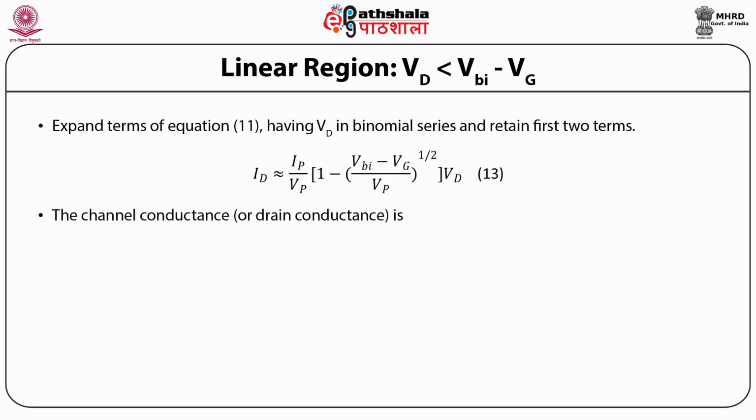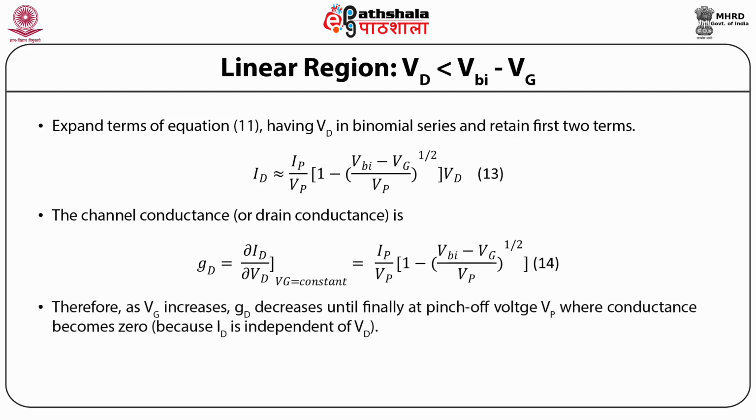So the channel conductance or drain conductance is given by GD equal to del ID by del VD for VG constant, equal to IP by VP multiplied by 1 minus ((VBI minus VG) by VP) to the power half. Therefore, as VG increases, GD decreases until finally at pinch-off voltage VP, the conductance becomes 0.